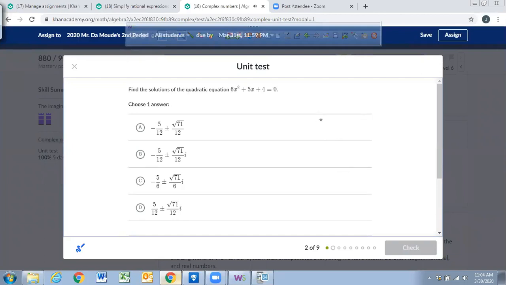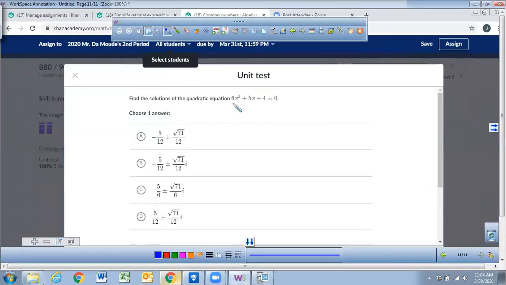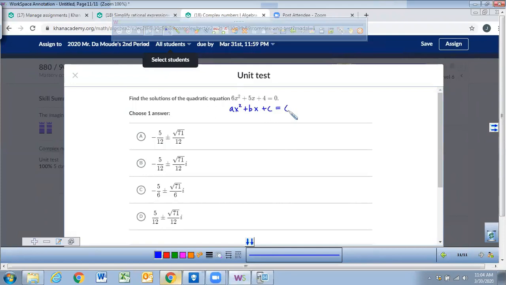All right, now this one's going to take a little bit more time. So if you would, go ahead and write down on your paper 6x squared plus 5x plus 4. And underneath it I'm going to put ax squared plus bx plus c equals 0. So we have to be able to identify the a value, b value, and the c value.